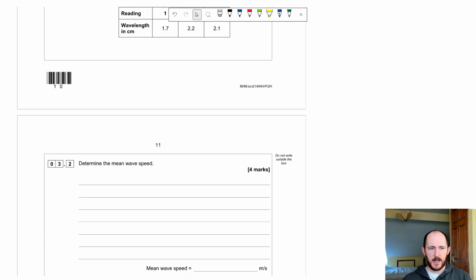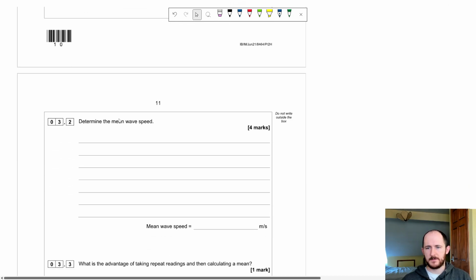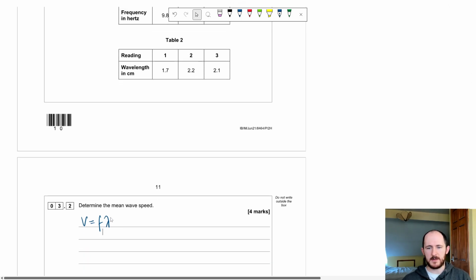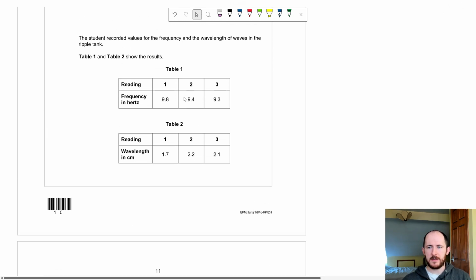Now, in order to do this, first of all we need to write the equation, which is v = fλ. We are going to have to convert this wavelength into meters, because don't forget we want the answer in meters per second. And when it says the mean wave speed, that's because they have 3 values. Now, I'm assuming that your science teachers have been very good, which is a bold statement, I know. But we need to calculate the average of these.